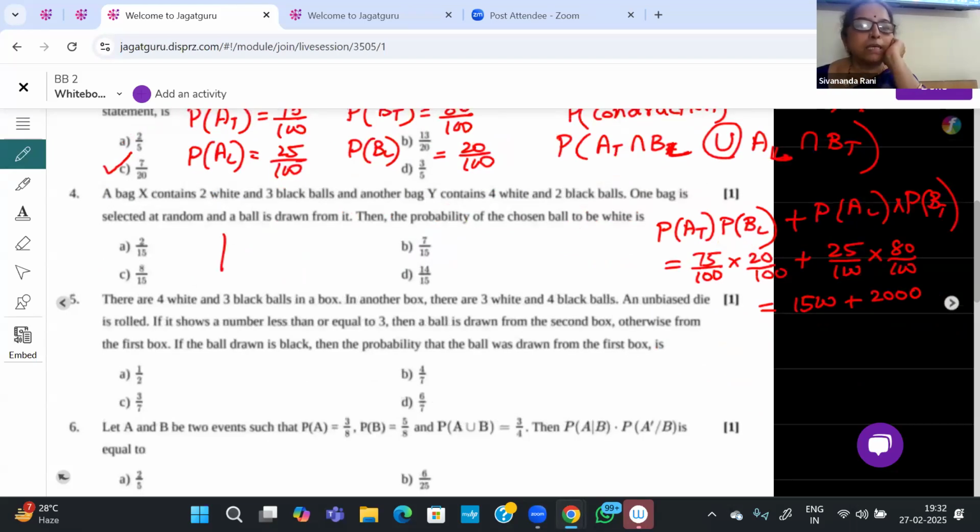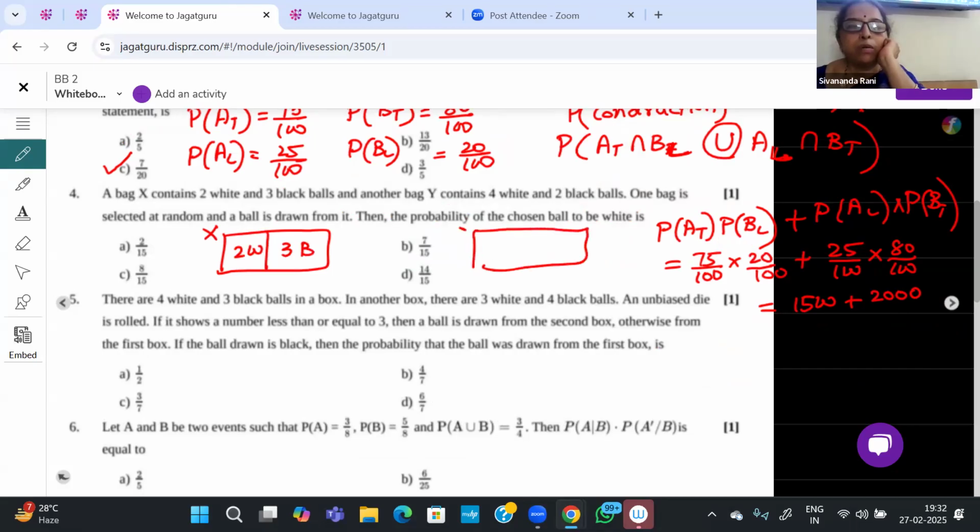Bag X contains 2 white, 3 black. Simultaneously, we should jot down. Y contains 4 white and 2 black. Many students, when they come across a problem, stare at the problem and waste a lot of time. Start immediately, start action. One bag is selected at random and a ball is drawn from it. Probability of the chosen ball to be white.